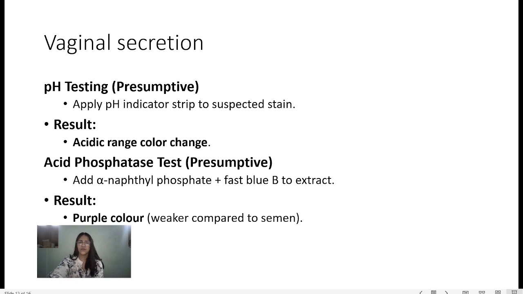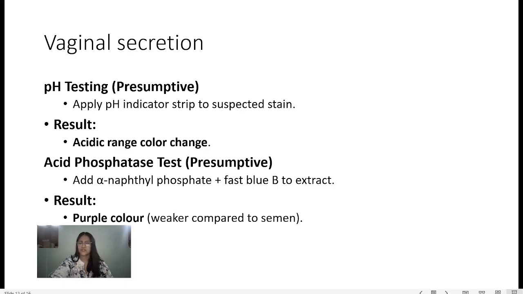Okay, now we are going to study vaginal secretion. This is also a very important body fluid, which is often found in sexual assault cases. So the principle of this test is that vaginal fluid is mildly acidic in nature, with a pH of almost 4 to 5. Mildly acidic it is.